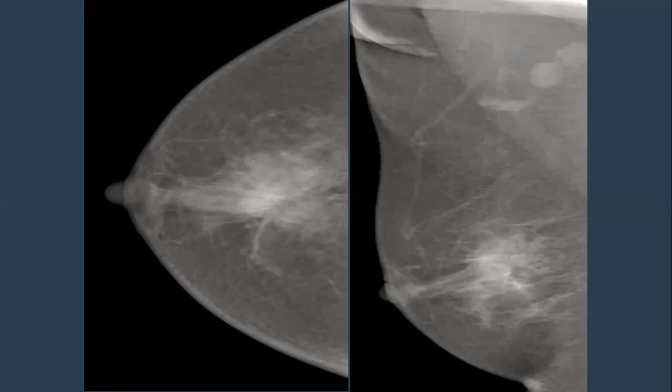There is architectural distortion in the retroareolar area. This is the right breast. Is it retroareolar or where? Deeper. It's the center. It is mid-central, in the middle depth. Okay. Yes, with associated focal asymmetry. Excellent. Associated asymmetry.